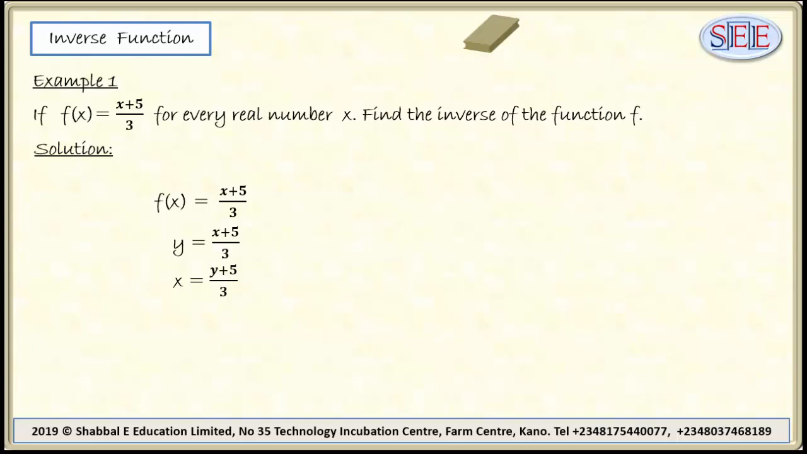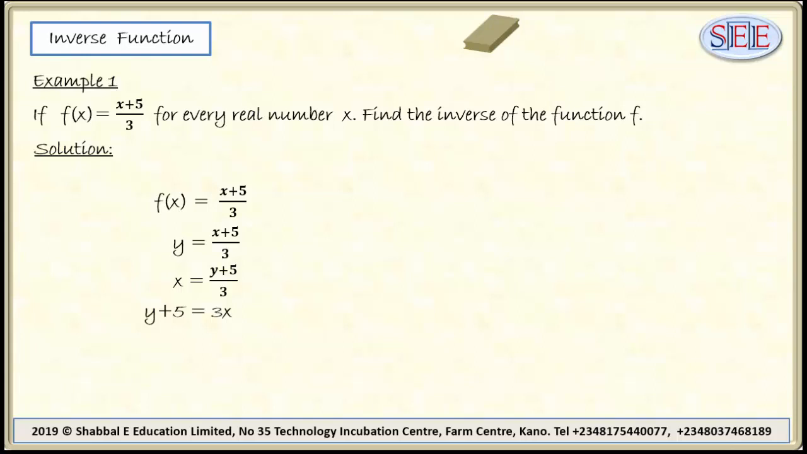So step 2 is done. Step 3 says we have to solve for y, meaning make y the subject of the formula. To do that, we need to cross multiply. Cross multiplying will now give y plus 5 equals 3x. The 3x is 3 multiplied by x.